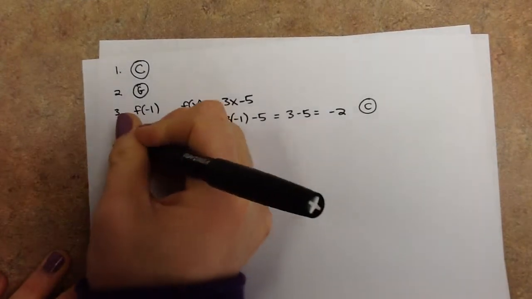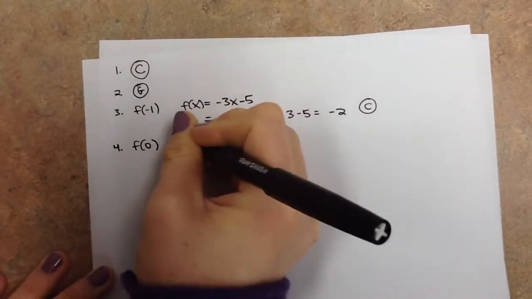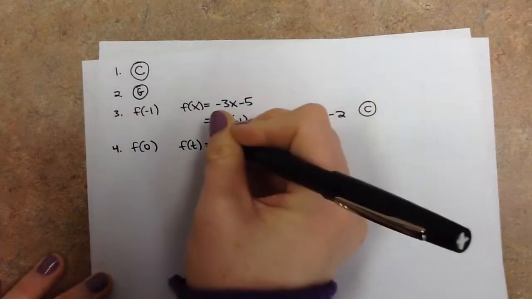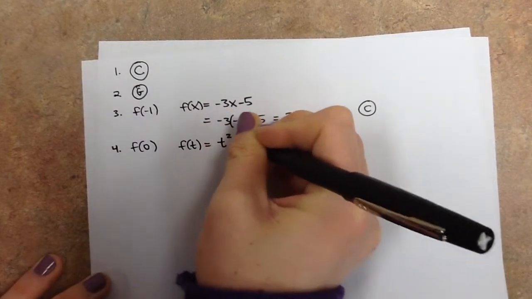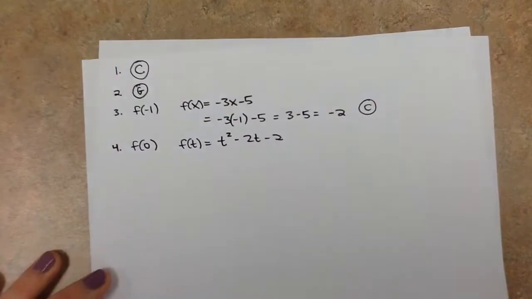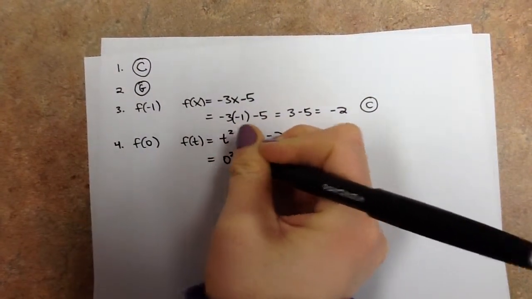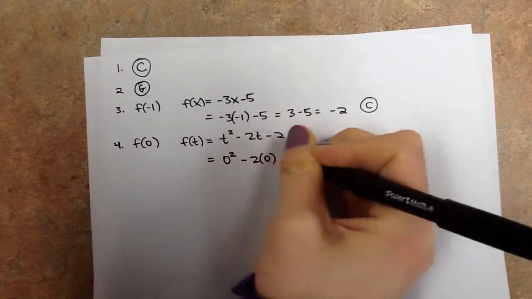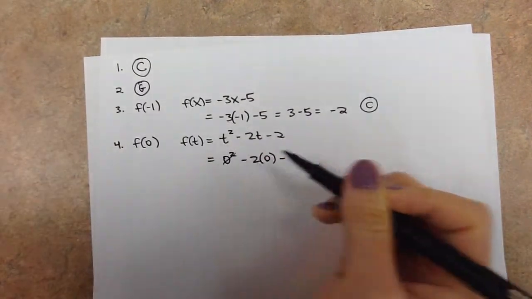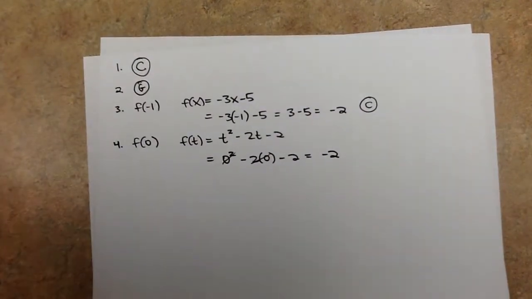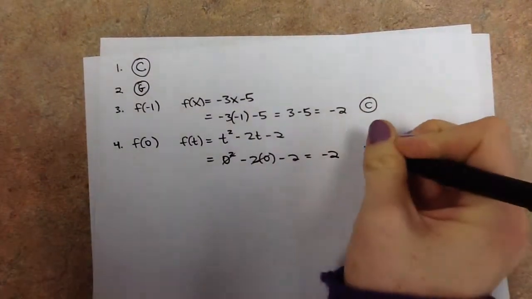Okay, f of 0. Very similar thing that we're looking at here. It gives us a different function, f of t. Now we have a different variable, which is totally fine. So here's the function that we're given. We're asked to find f of 0, meaning each t gets replaced with a 0. So now this is 0, this is 0, and then we should have minus 2. So that also gives us a negative 2. So this one is letter J.